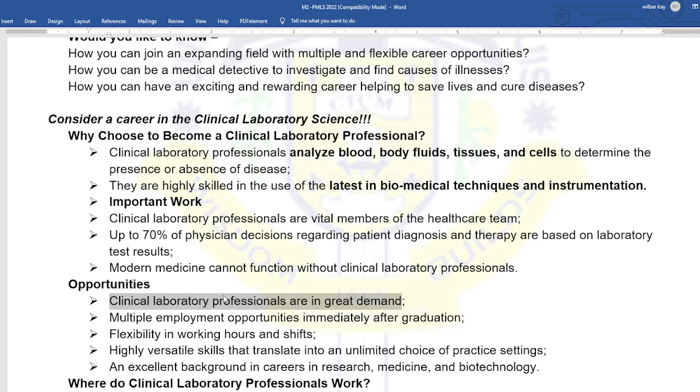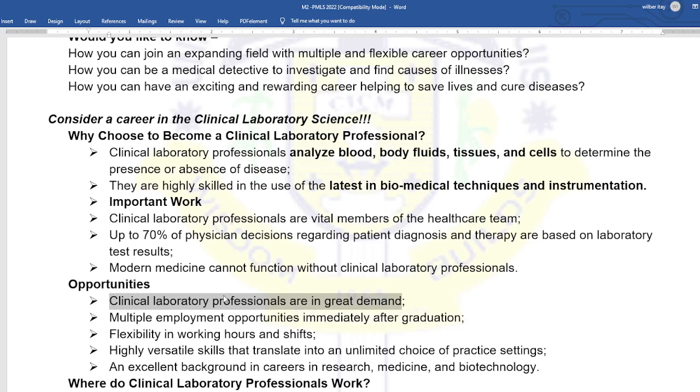Just like in the pandemic. Why is it that we are in great demand at this time? Because what we do, okay, will yield the determination if an individual is positive or negative for COVID. Malalaman lang nila na positive or negative ang isang pasyente na COVID kung itetest yan ng medtech, di ba? Okay?